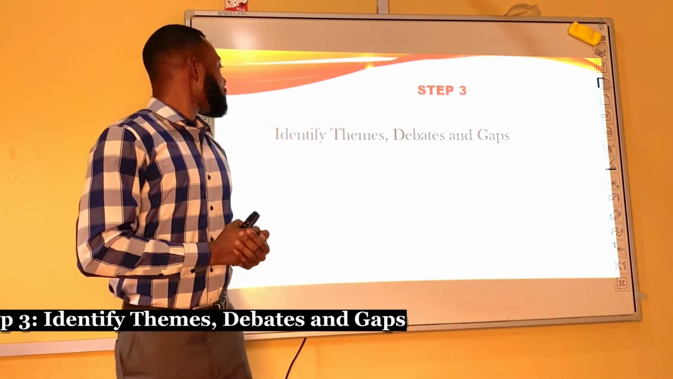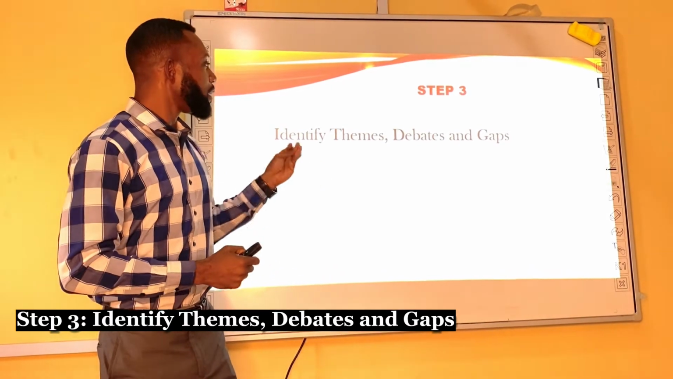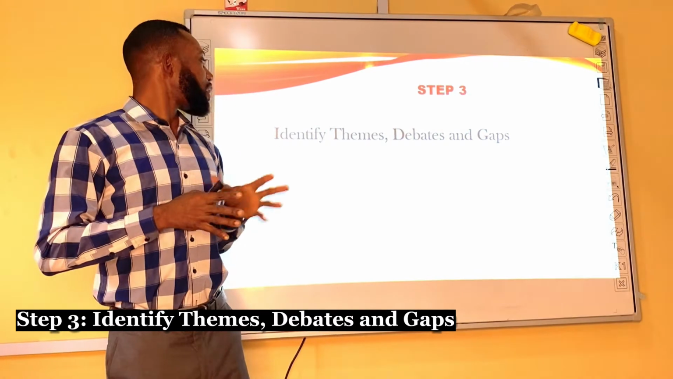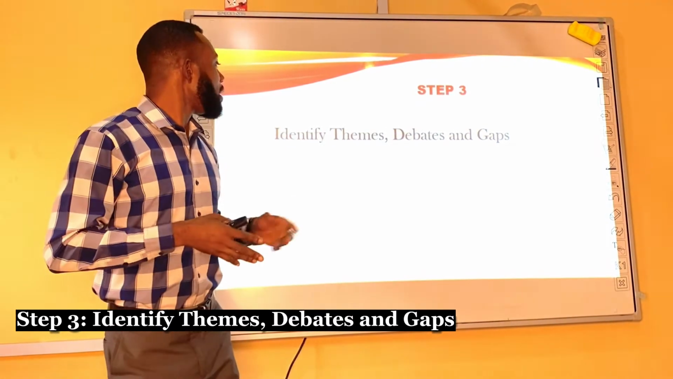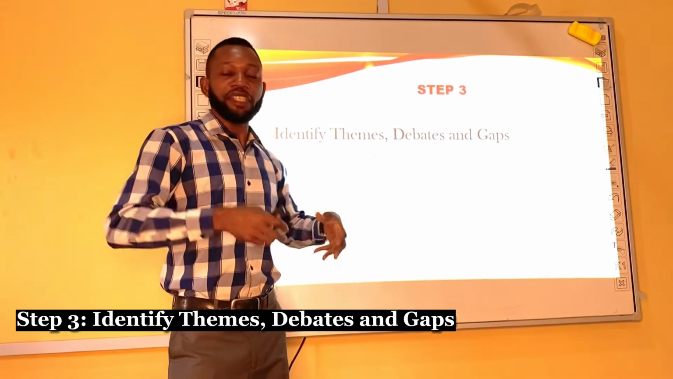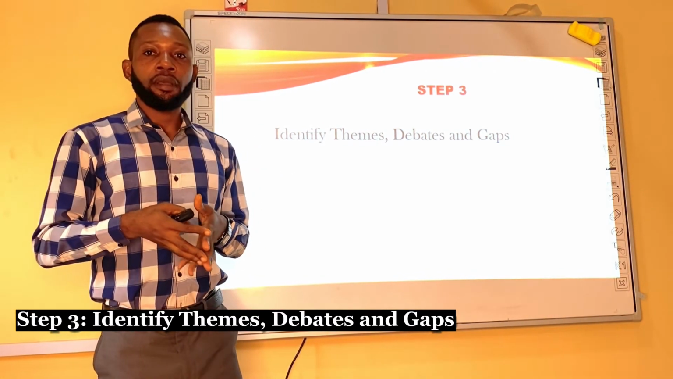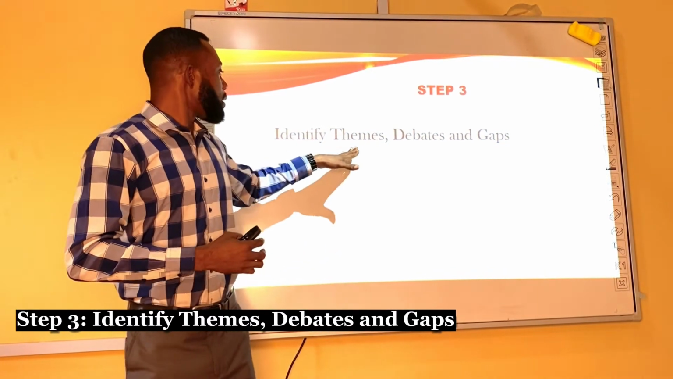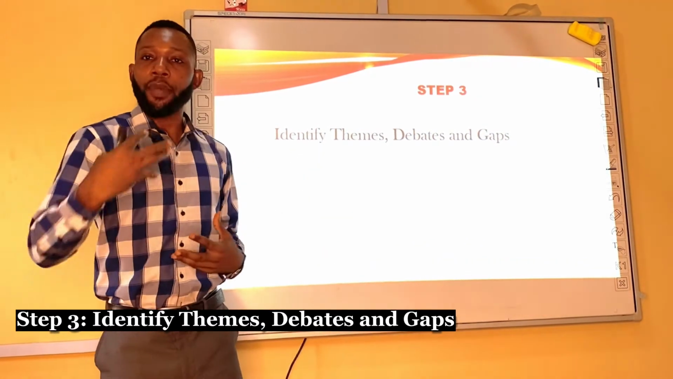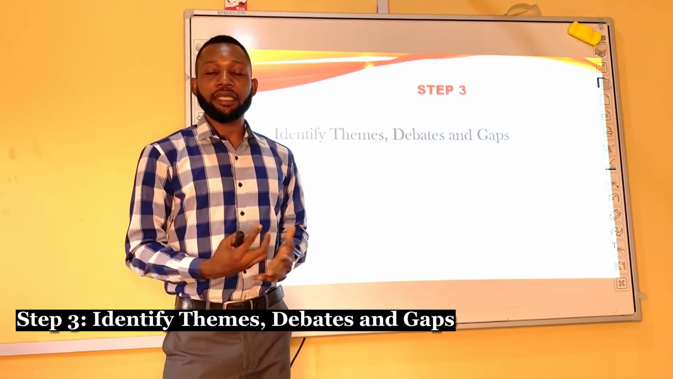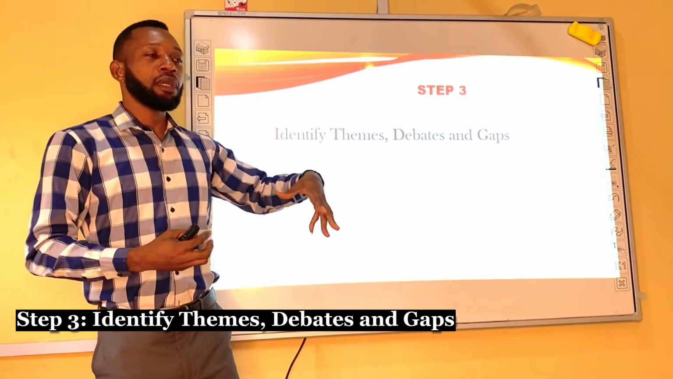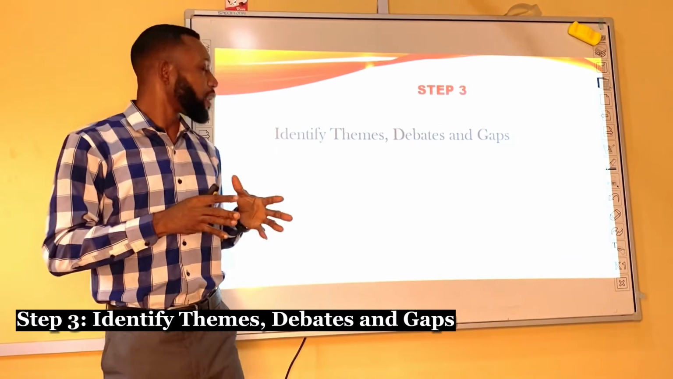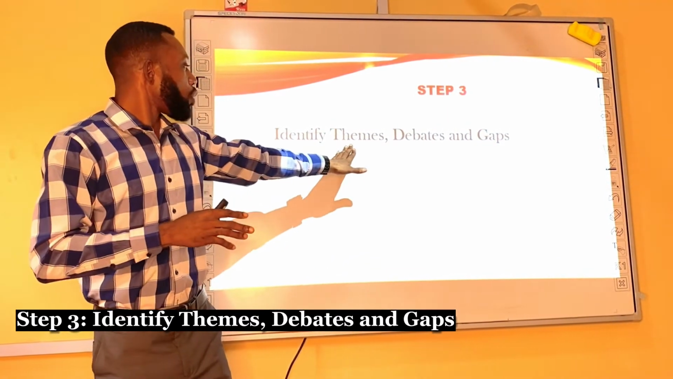The next thing, identify the themes, debates, and gaps. Now, after you have selected literature that has direct bearing to your subject matter, first you need to look at some of the thematic areas. If you are undertaking a particular study, you need to look at some of the things that emerge in the course of your readings. What are the major issues that other scholars have also highlighted as far as that topic is concerned? That should be your concern.